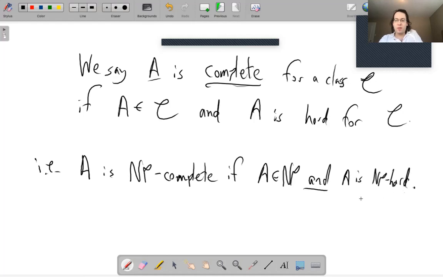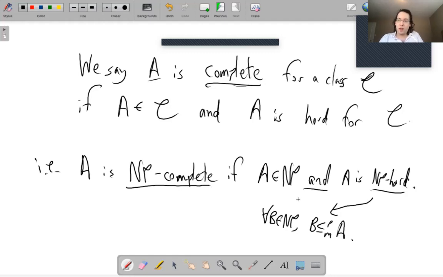Remember that this means that for all B in NP, we have a polynomial time mapping reduction from B to A. So A is NP complete if it's hard: everything in NP has a mapping reduction to A. So A is harder than everything in NP in terms of polynomial time mapping reductions. And also A itself is in NP. Okay, so in particular, we must have this.